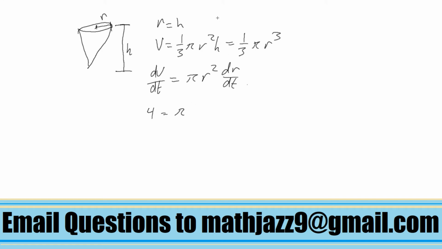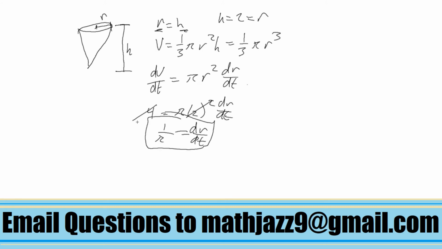We're not given the radius. We're given the height of the water, or the depth of the water, is equal to 2 meters. But we also know that the radius is equal to the height, so that means that the radius is also 2 meters. So we plug in 2 squared dr/dt. The 4 here and the 4 here will cancel, leaving us 1 over pi equals dr/dt, the rate that the radius is changing.